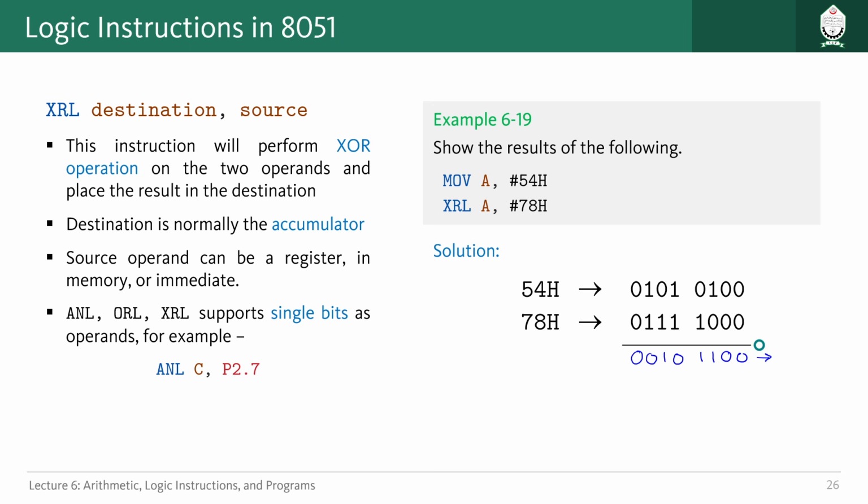Another thing you have to understand, we can use these kinds of logical instructions for single bits as well. This is supported. For example, here we are doing ANL between carry and pin 2.7.